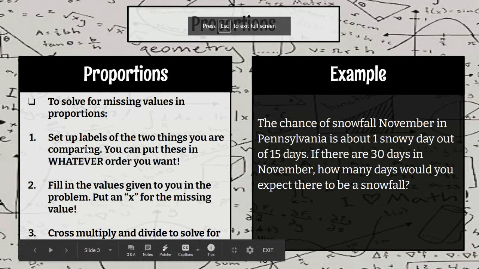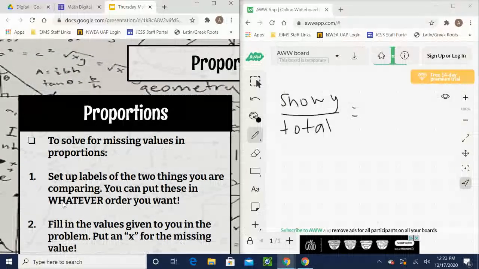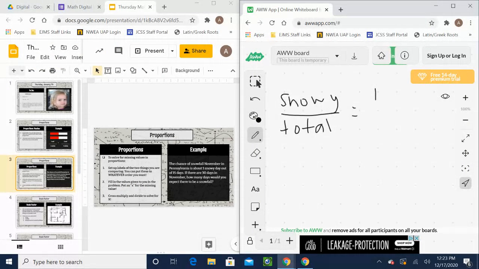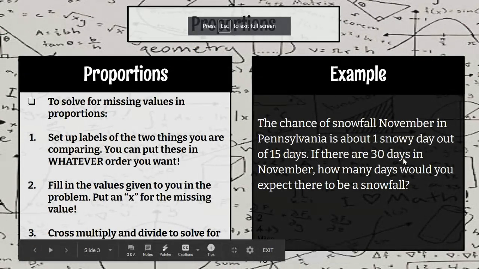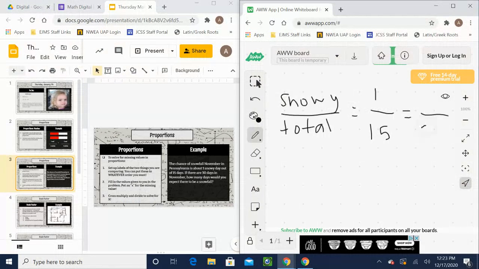Going back to this, I've done my first step, set up my labels. Number 2, I'm filling in the values given to me in the problem. It gives me 1 snowy day, 15 total days. And then it also gives me the fact that there are 30 days in November, so I know that I have 30 total days as well. You'll notice I'm missing one of these things. You're always going to be missing one thing when you're asked to solve with a proportion. So I put my X there because I am looking for what that number is.